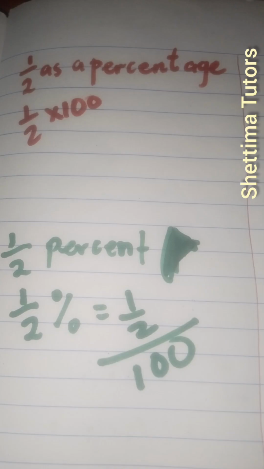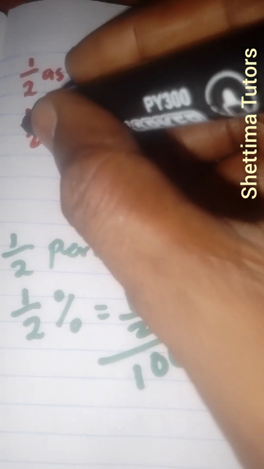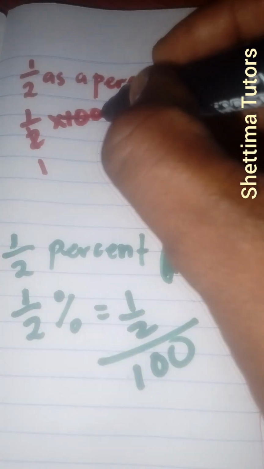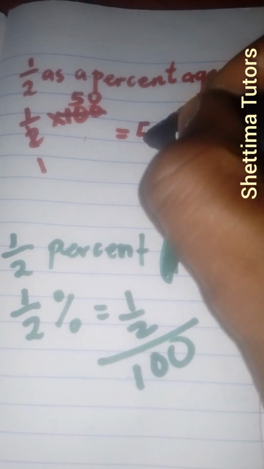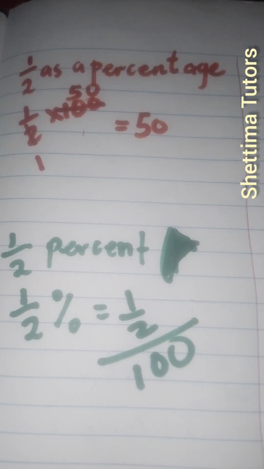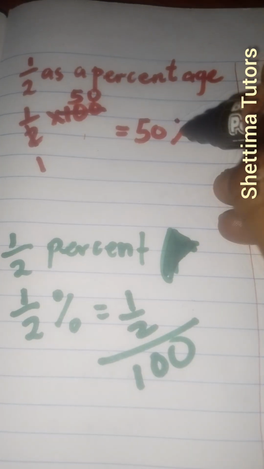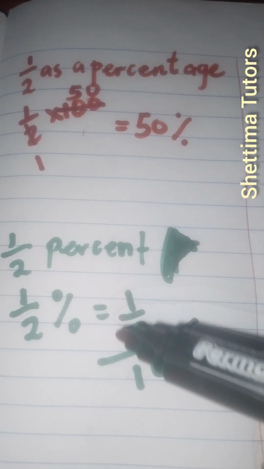So for half as a percentage, which means half times 100, all you do is 2 into 100 is 50, because 2 into 10 is 5, 2 into 0 is 0, which equals 50. So this is half as a percentage, 50%. But if I say half percent, which is different from this, it means half all over 100.